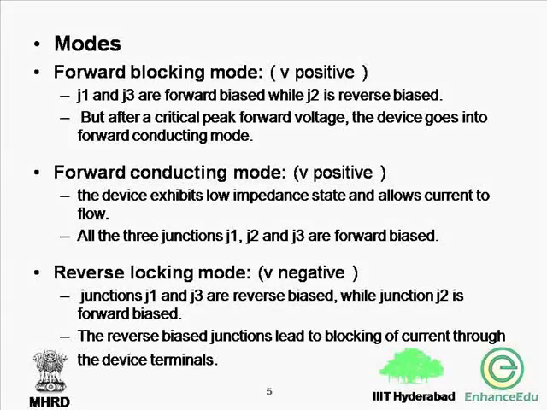Now the third mode of operation, that is the reverse blocking mode, that is V negative, is the one in which the junctions J1 and J3 are reverse biased and the junction J2 is forward biased. Because of the reverse biased junctions, the current through the device terminals is blocked. Hence, no current flows in such a reverse blocking mode.